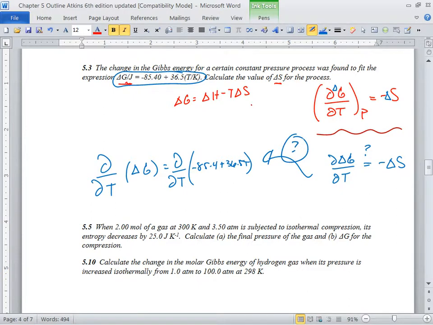What would you end up with as an answer if you took the derivative with respect to temperature? It's going to be the same thing, right? Is that a T right there? That's 36.5 T. T has to be in Kelvin, that's all that slash K means. So you take the derivative of that with respect to T, you just get 36.5.